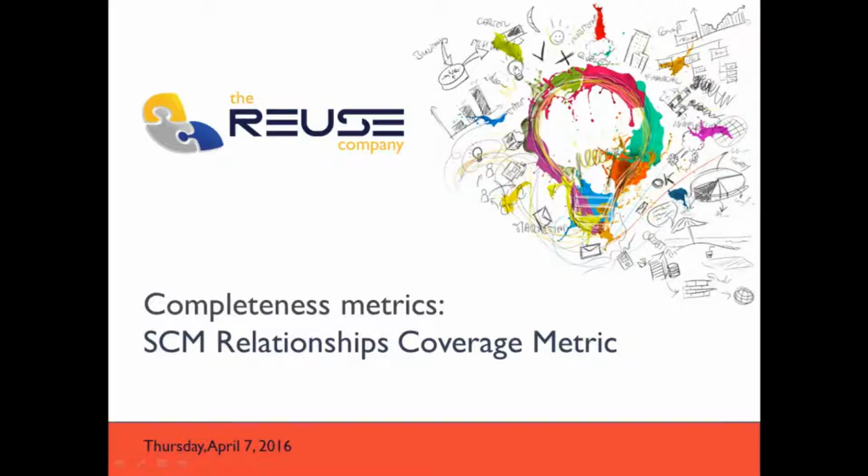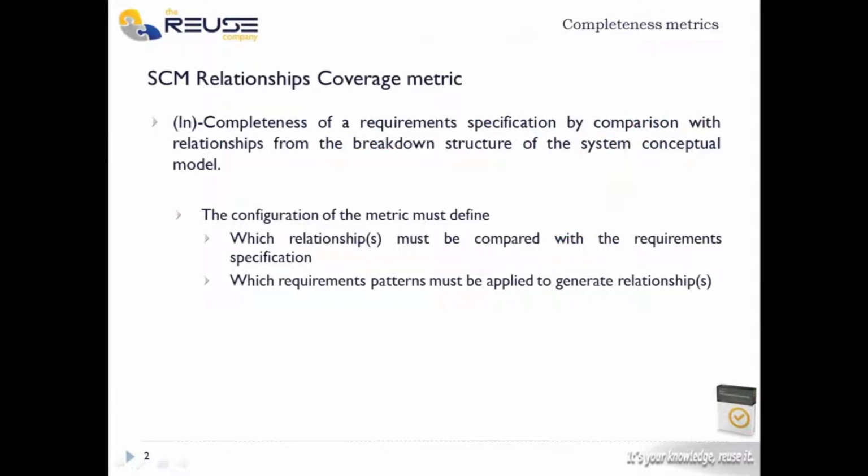I'm Victor, and I'm going to show you how the completeness metric named SCM relationships coverage works. The goal of this metric is to verify that the requirement specification contains all relationships selected in the configuration. The results of this metric will show if there are requirements in the specification that are not matching a specific relationship, thus providing the corresponding quantitative value for this calculation.